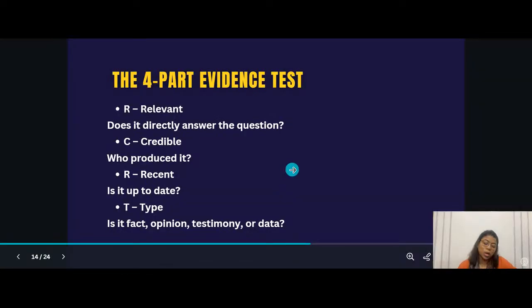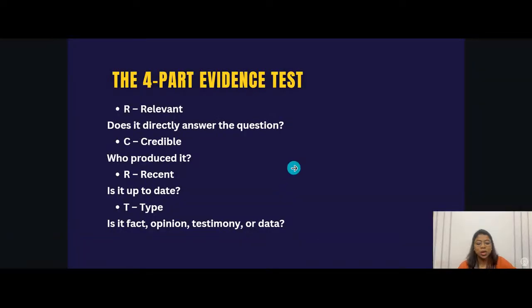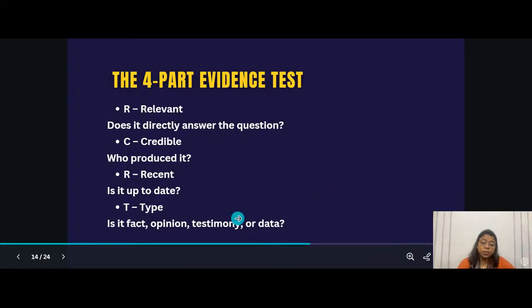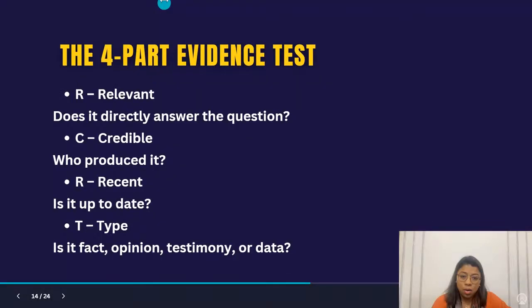No, it is 2021 data. We are sitting in 2026. It's not that recent. It's five-year-old data. Is it fact, opinion, testimony, or data? It is opinion. An opinion and argument.